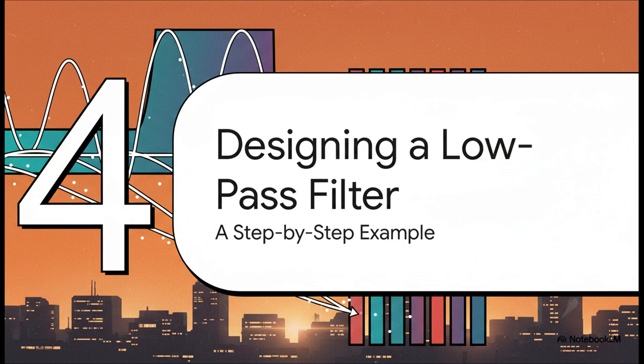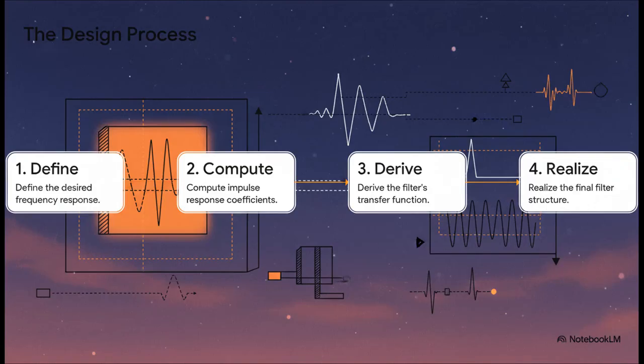We're going to walk through an example, designing a simple low-pass filter from scratch. The whole process follows 4 really clear steps. First, we define our ideal frequency response. Second, we fire up the IDFT to calculate those impulse response coefficients, the h of n. Third, we take those coefficients and use them to create the filter's transfer function, which is just the mathematical description of the filter. And finally, we can take that function and actually implement it.